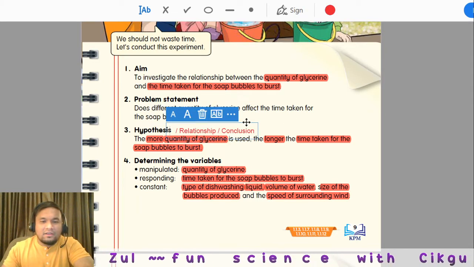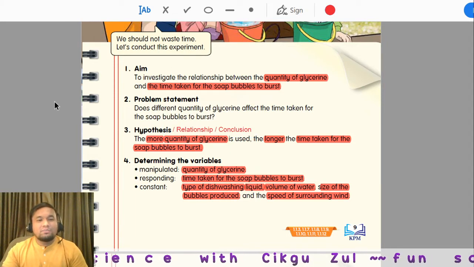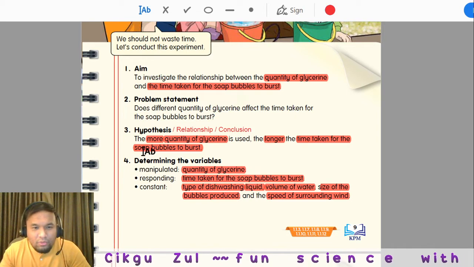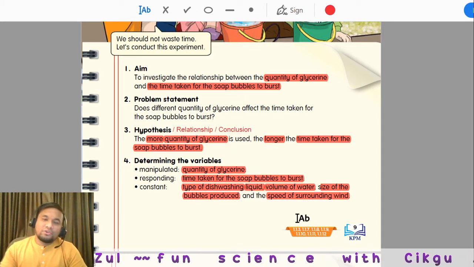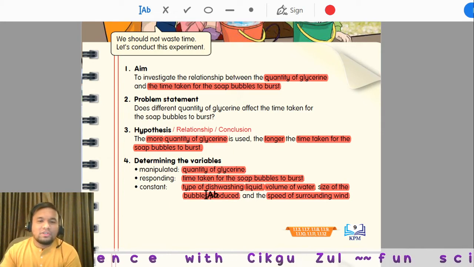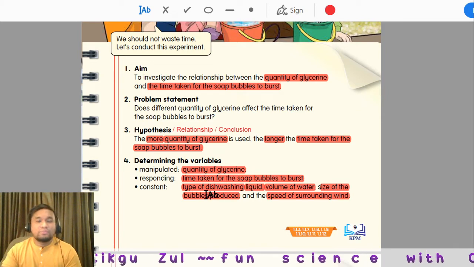Jadi, kalau kamu jumpa soalan yang berkaitan dengan hipotesis, boleh guna jawapan ni. Kalau dia tanya soalan relationship, boleh guna jawapan ni juga. Tanya conclusion, sama juga jawapan dia macam ini. The more the quantity of glycerin is used, the longer the time taken for the soap bubbles to burst.